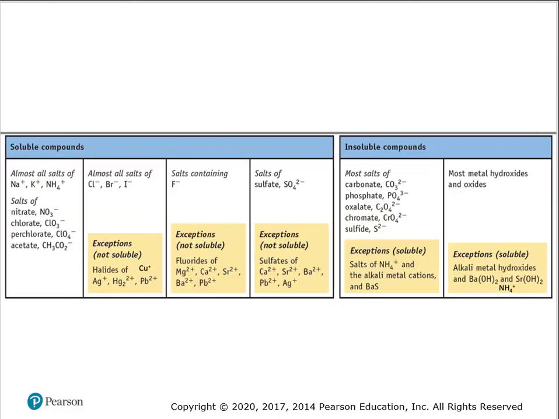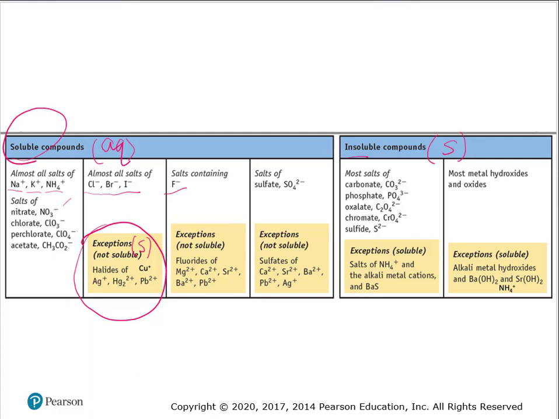Now, I made a pretty table for you to use. If it's a soluble compound, that means that it will dissolve, so we would write aq next to it. And if it's an insoluble compound, that means it won't dissolve. That means that it stays in solid form. And so you could look, almost all salts of sodium, potassium, ammonium, nitrates, chlorates, perchlorates, acetates, chloride, bromide, and iodide, except, there's our exceptions. If it is an exception, that means it's insoluble, so it would be solid.